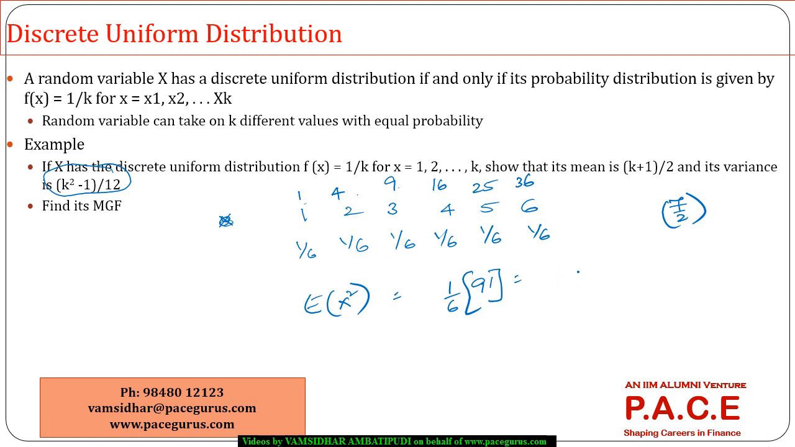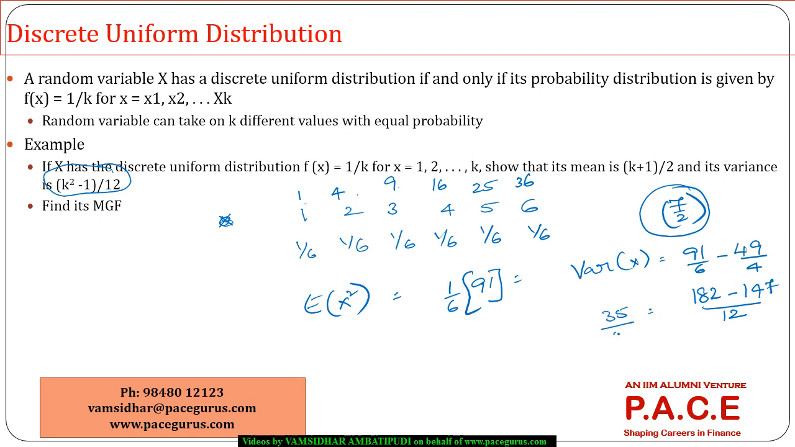So overall, now if I want to find out the variance of x, it is nothing but the expected value of x squared minus the expected value of x whole squared, 49 by 4. Taking the LCM here, it becomes 182 minus 147, making it 35 by 12, which in other case is nothing but 6 squared minus 1 by 12.